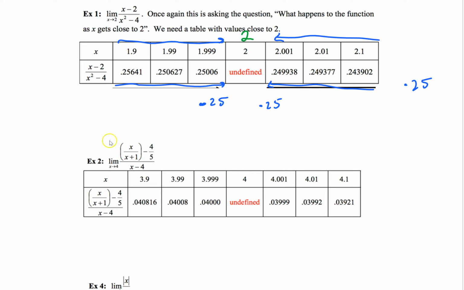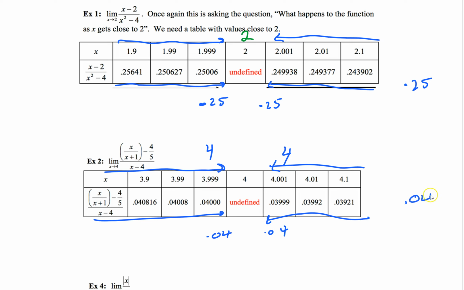Same idea here, right? Look at this ugly mumbo jumbo. Who cares? As you get close from the top, to 4, what's my graph doing? Looks like 0.04. As you go this way, maybe 0.05, but whatever. Look what my graph's doing. 0.03, 0.04, it looks like it's going toward 0.04. They match. That's your limit.